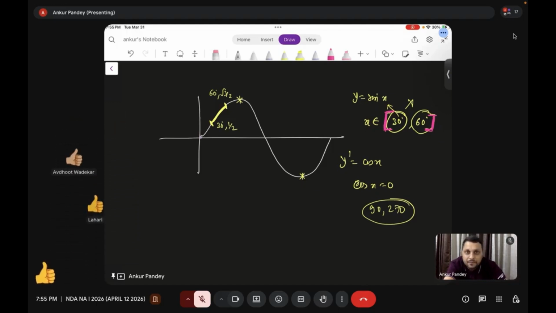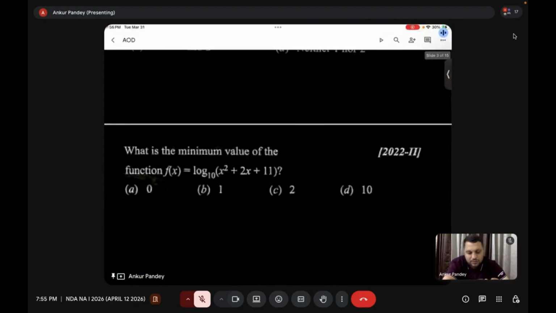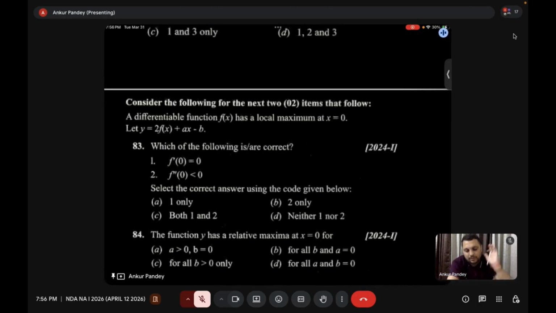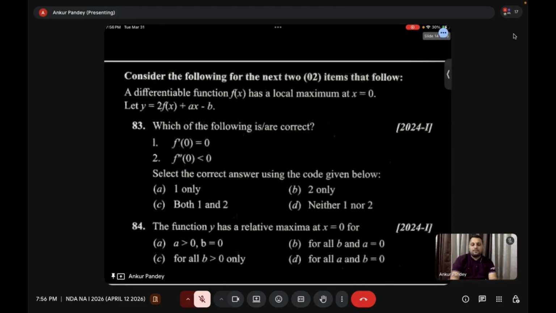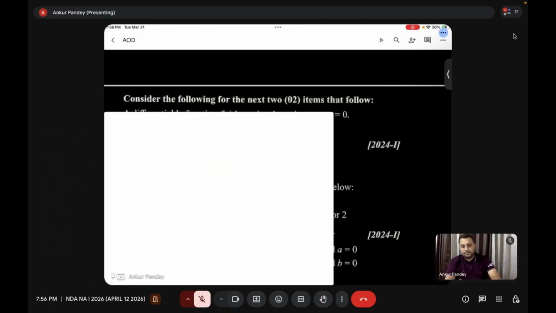Chalo, ready? So maxima minima clear? Should we do the questions? Relax. I have collected a PPT. We have to see where the maxima and minima questions are here. See, look, first question, local maxima, local minima. Visible? Read it.